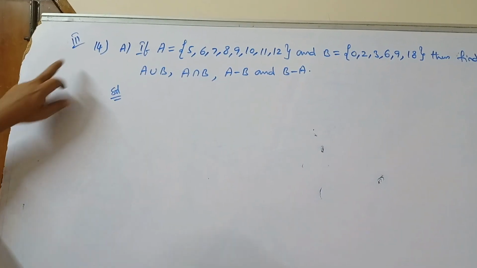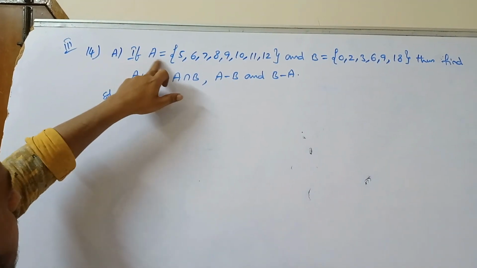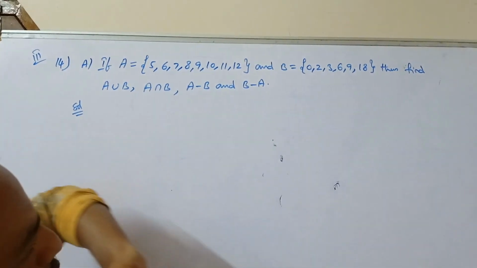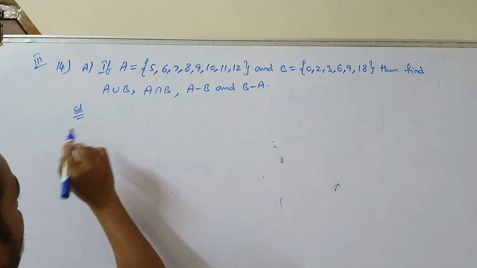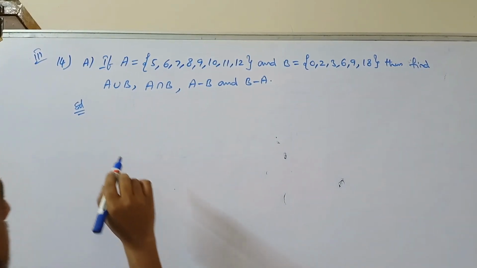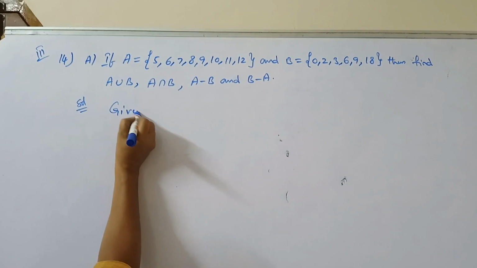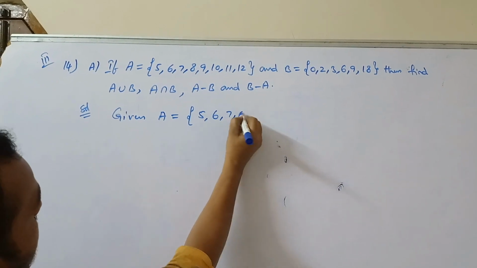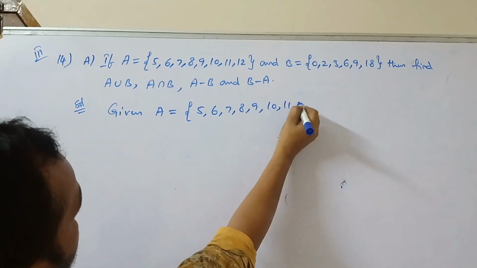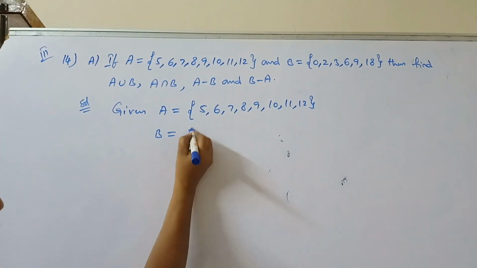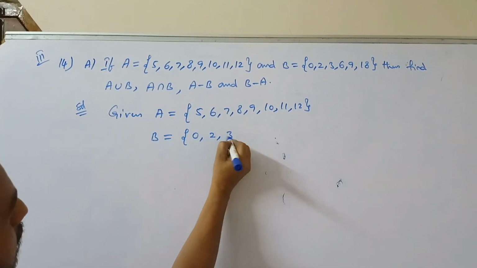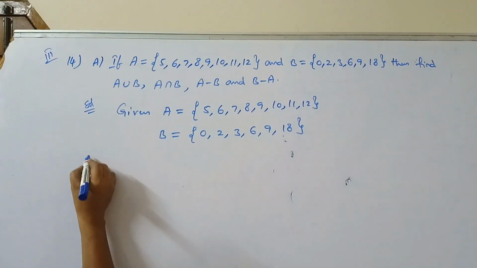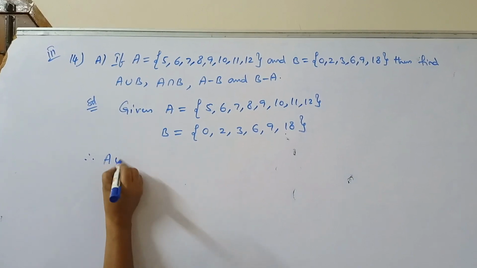Now, section 3, 14th question, part a. If A equals 5, 6, 7, 8, 9, 10, 11, 12 and B equals 0, 2, 3, 6, 9, 18, then find A union B, A intersection B, A minus B and B minus A. First, write down what they have given: A equals 5, 6, 7, 8, 9, 10, 11, 12. Next, B equals 0, 2, 3, 6, 9, 18. Now, first one, A union B.